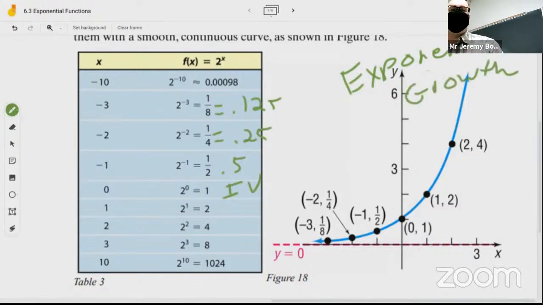So that's exponential growth. You can see how it's just booming, right? It just takes off, like a ramp. Any questions on that?